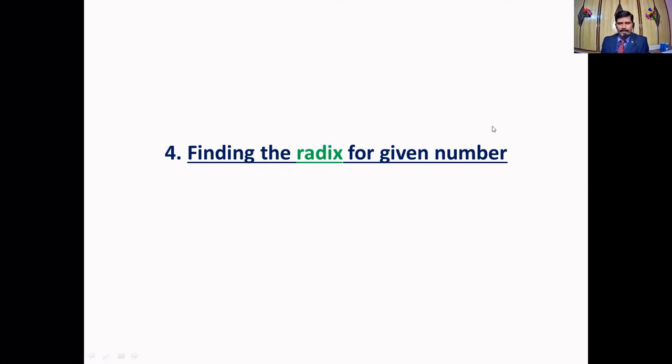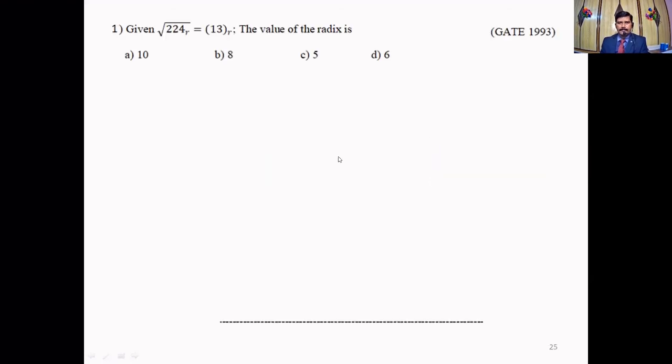Okay, the last point in this lecture: we are going to see how to find the radix of a given number. Let us see here: the square root of 224 to the base r equals 13 to the base r is given. We need to find the value of the radix. What we have seen in the concept is that we need to write the equation first and then find the roots.